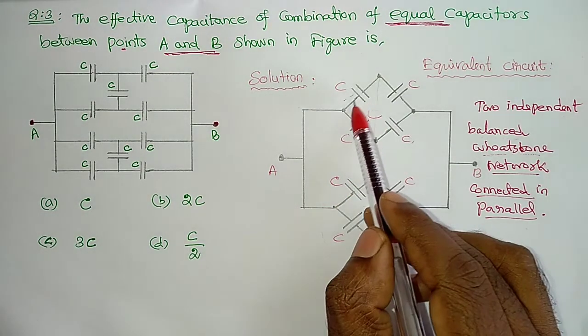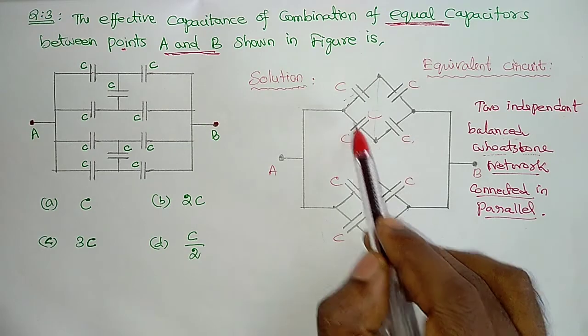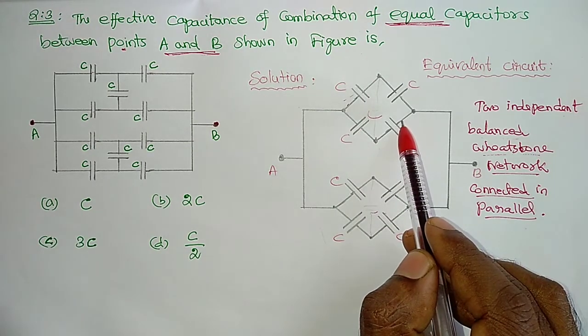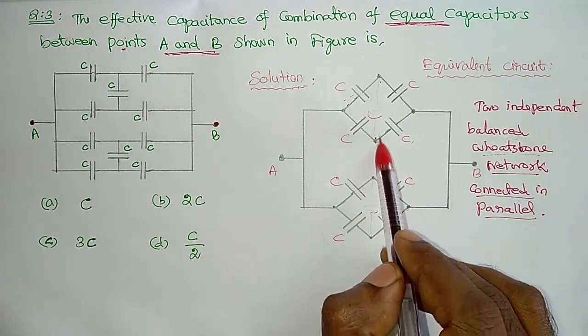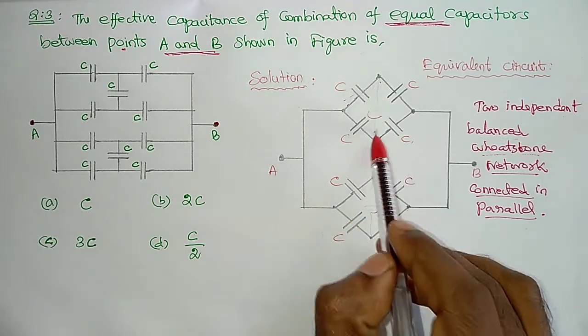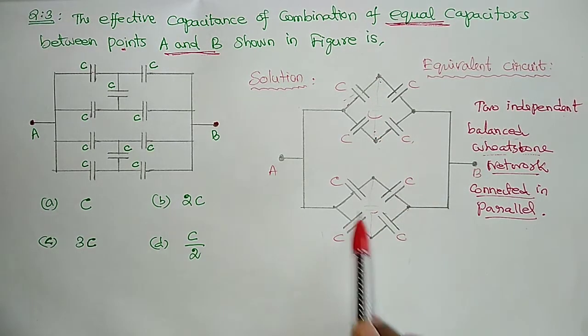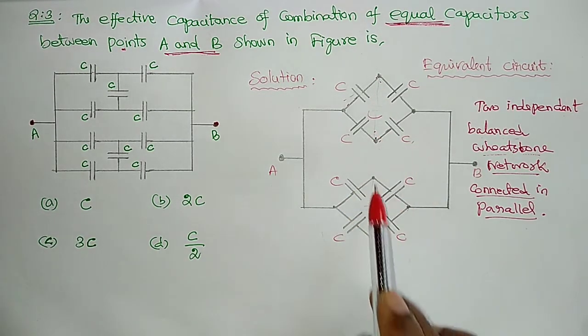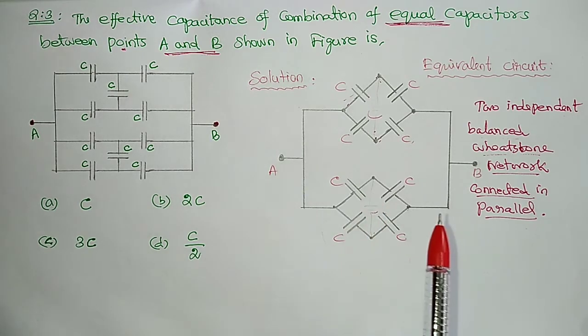First, consider these two in series, these two in series. Then this one and this one are connected in parallel. Similarly, these two are in series, these two are in series, and this one and this one are connected in parallel. So we are going to calculate the net capacitance.